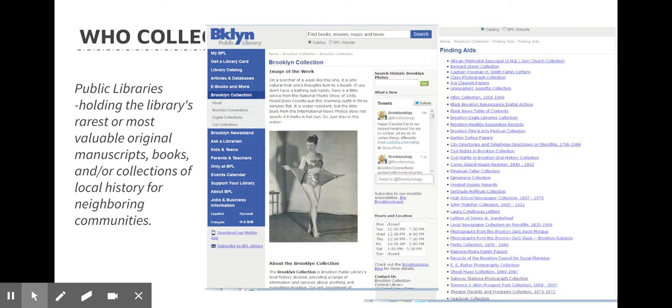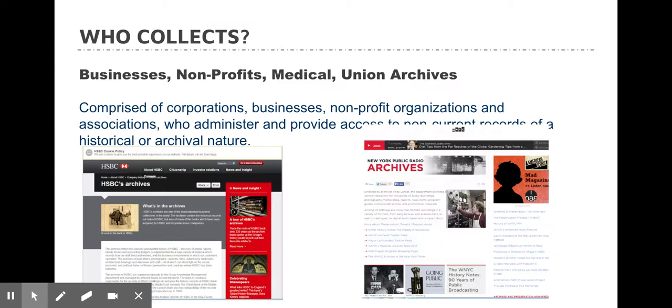Most public libraries have some sort of archival collection. As you'll see in the history lecture, there was a lack of local, state, and federal archives, especially in the United States. So a lot of collections of manuscripts, maps, photographs, ephemera, and prints were often deposited with libraries. There are also other types of business, nonprofit, hospitals, and unions that have archives. Many of these are often institutionally focused and not always available to the public.